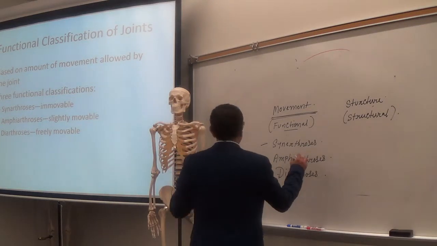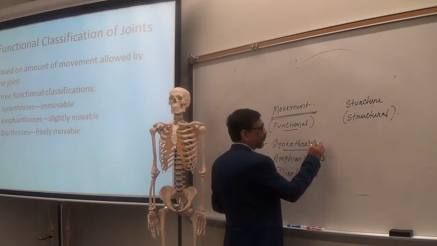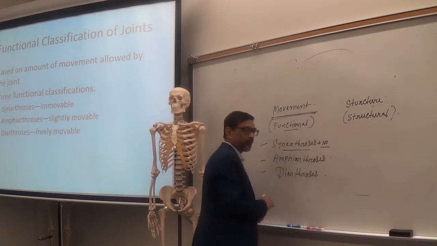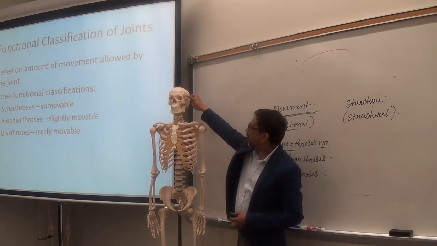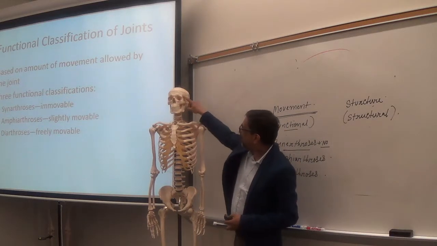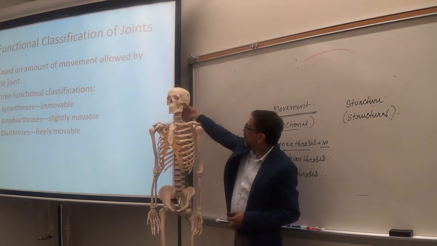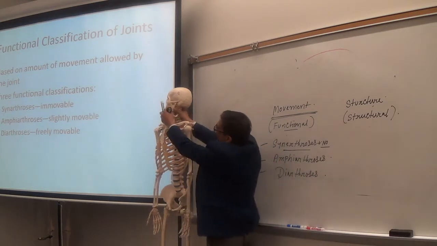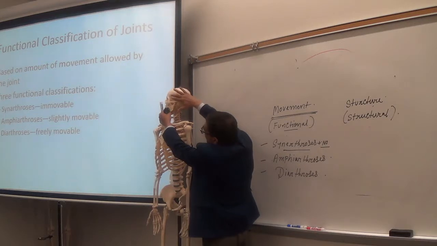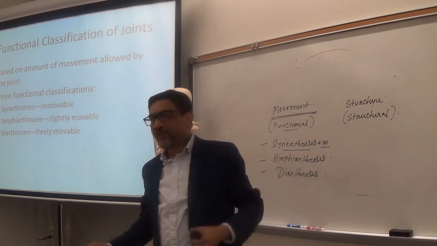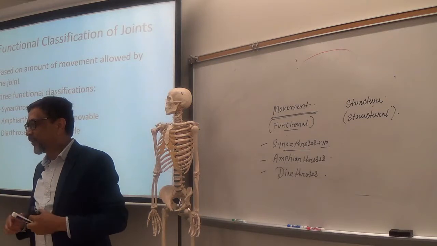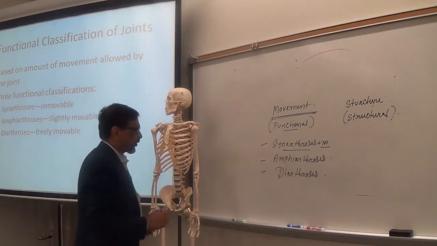Synarthroses are immovable, no movement. Example, you see here, your skull bones are attached to each other by sutures. For example, this is your parietal bone, this is your temporal bone, this is the suture attached to these two bones, parietal and temporal, and no movement occurs in the sutures. Make sense? We cannot move the cranial bones. So, synarthrosis.